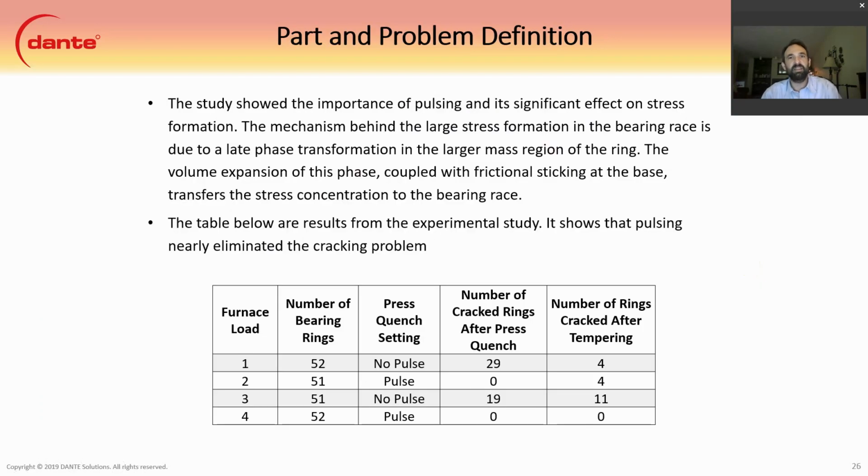So after they started using pulsing, they reduced the cracking to near zero. They had no cracks after quench, shown in furnace loads 2 and 4. And without pulsing, they were literally cracking exactly 60%. You can see these ridiculously high numbers coming out of quench. So the pulsing fixed the problem. DANTE helped find the problem. Yeah, so that's that case study.